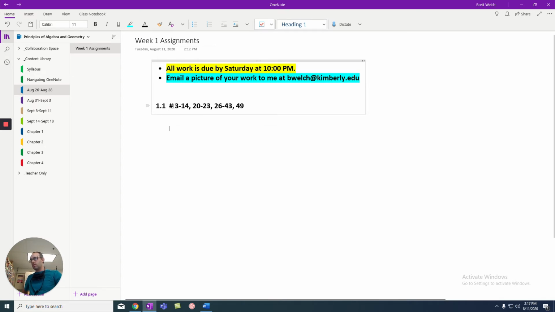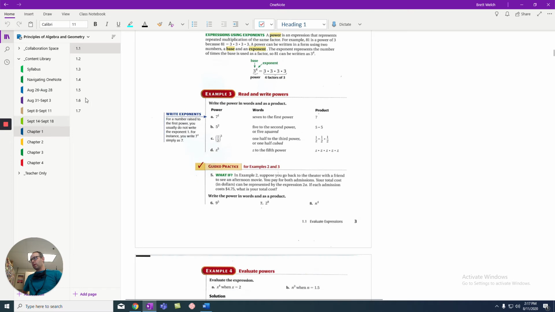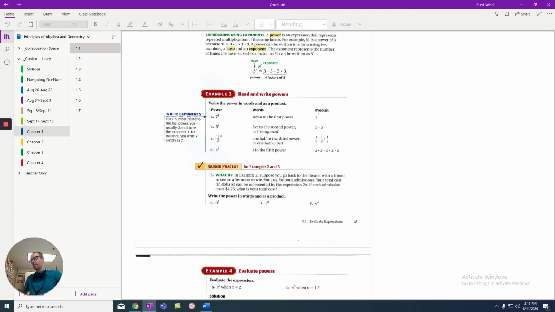Just getting started. It's 1.1, very beginning of the book, number 3 through 14, 20 through 23, 26 through 43, and 49. So you're going to want to write that down on the top of your paper, and we're going to move right into it. Because this is a 1 at the beginning, that tells us our chapter. The second number tells us our section. So when I go to chapter 1, I find 1.1 right there.